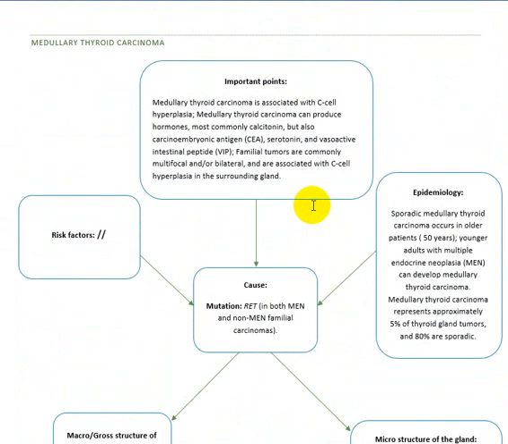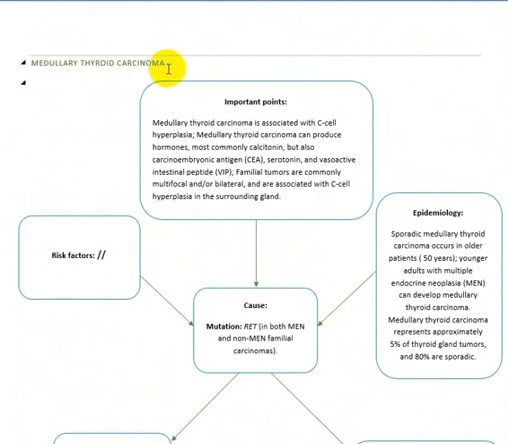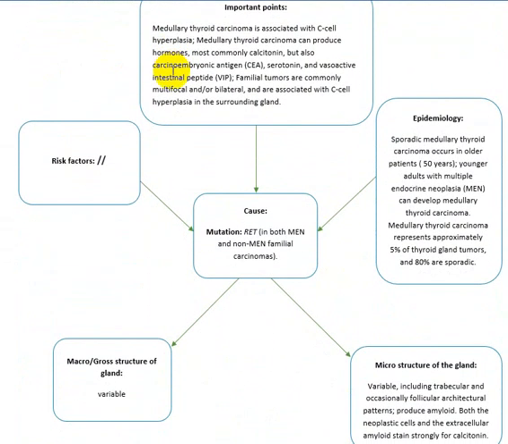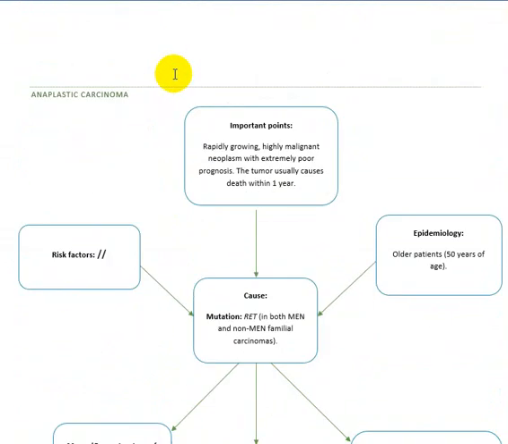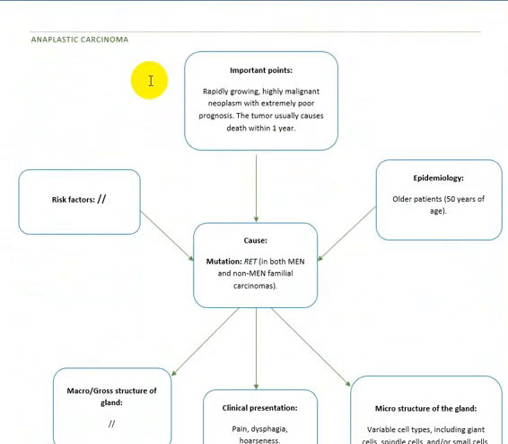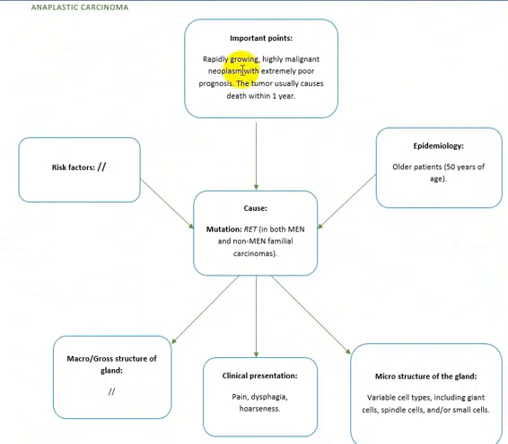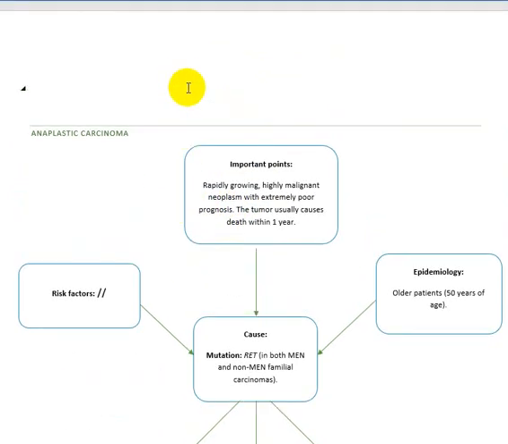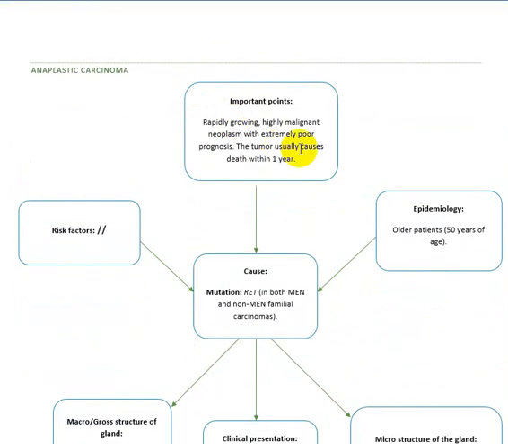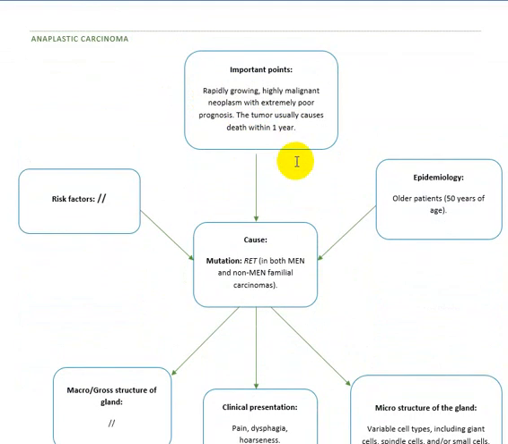From here we also have medullary thyroid carcinoma, which is going to affect the medullary portion, and we have anaplastic carcinoma. The important point of anaplastic carcinoma is that it is rapidly growing, so it has a poor prognosis. It has the poorest prognosis of these cases. The tumor usually causes death within 1 year. That is very bad with anaplastic carcinoma, so that's the main point.